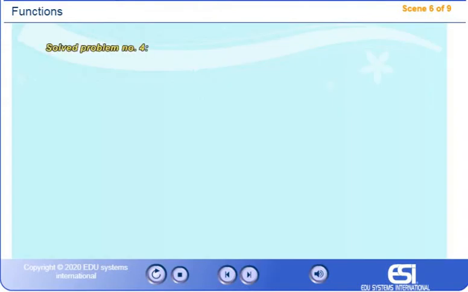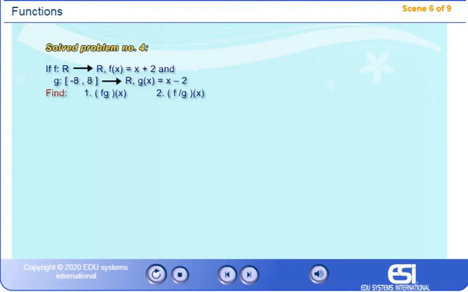Solved problem number 4. If f is a function whose both domain and codomain equal R, and f of x equals x plus 2, g is another function whose domain is the closed interval [-8, 8] and whose codomain is R, g of x equals x minus 2. Find fg of x and f over g of x.